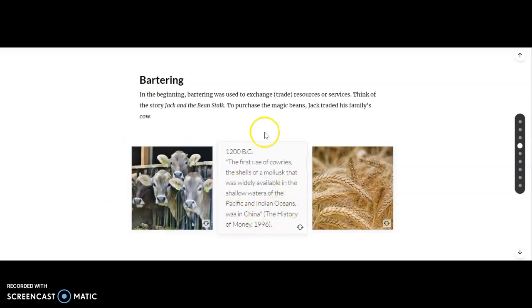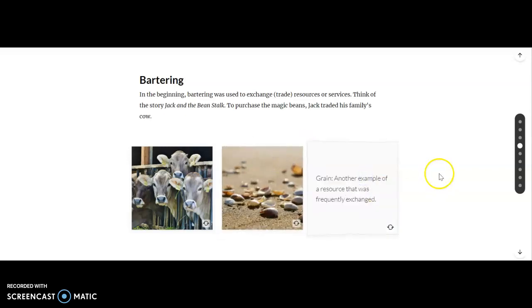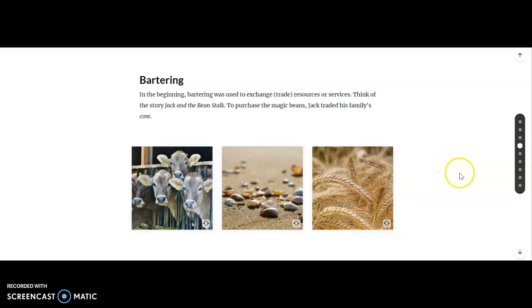Here you see shells. In 1200 BC, these are actually called cowries, which are shells of a mollusk, and they were widely available in the shallow waters of the Pacific and Indian Oceans, and they were used to barter as well. And finally, we have things like grain or other crops. That's another great example of a resource that was frequently exchanged.